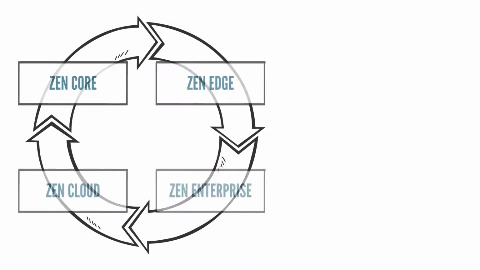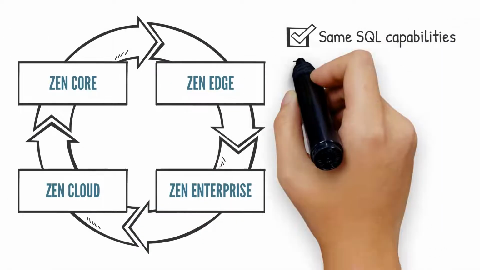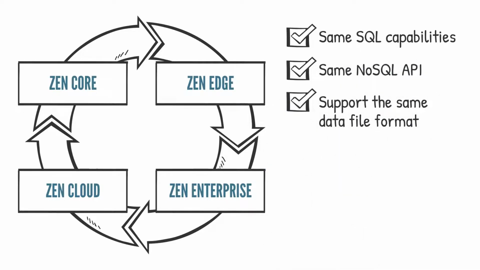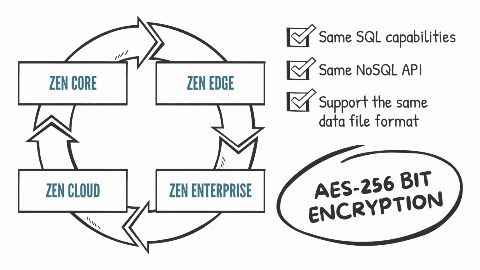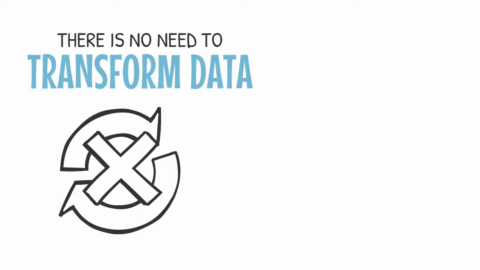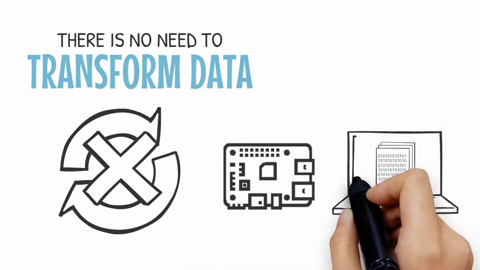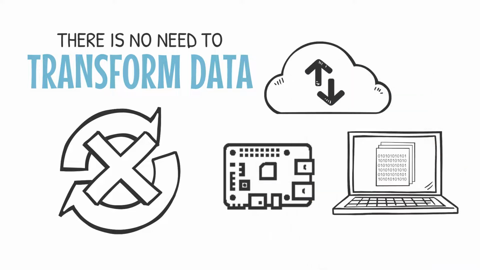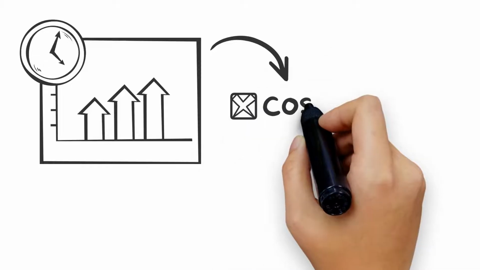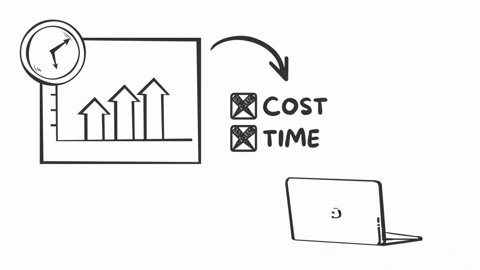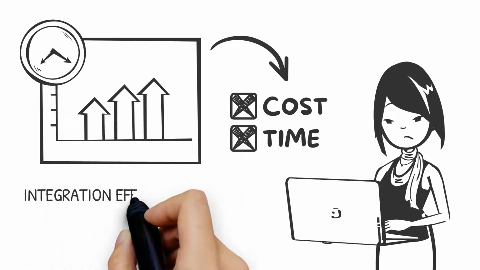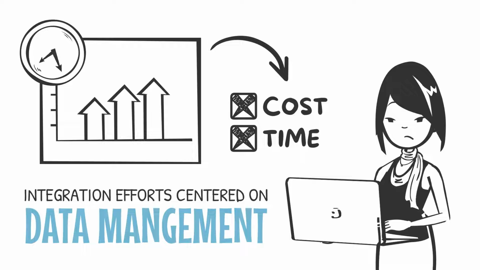All editions of Zen offer the same SQL capabilities, use the same NoSQL API, and support the same data file format with AES 256-bit encryption. There's no need to transform data between any edition of Actian Zen, whether it's moving from an edge device to an on-premise laptop or up to the cloud. This improves data transfer speeds and security while eliminating the cost and time previously required, when you were at that earlier stage of edge data management maturity, to manage integration efforts centered on data management.